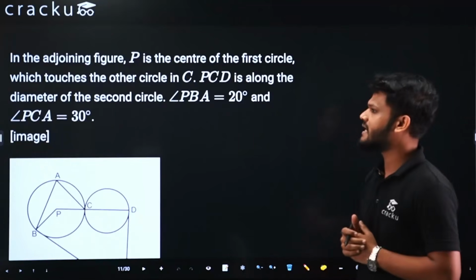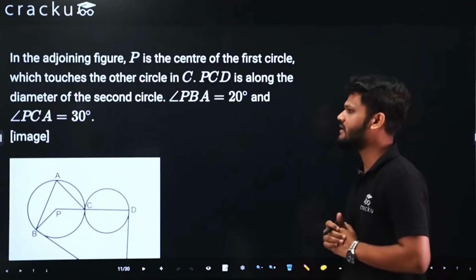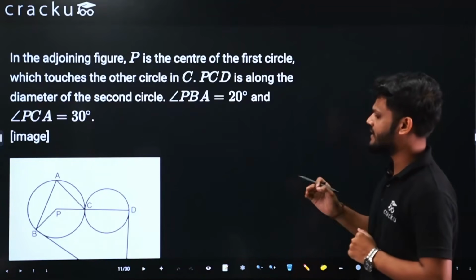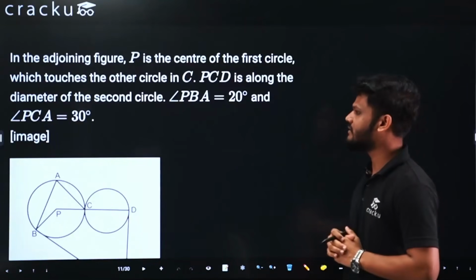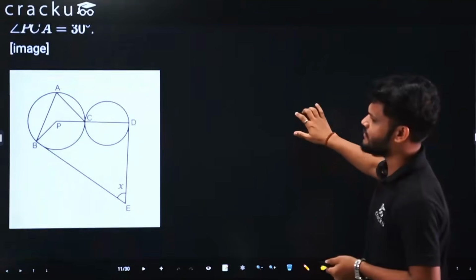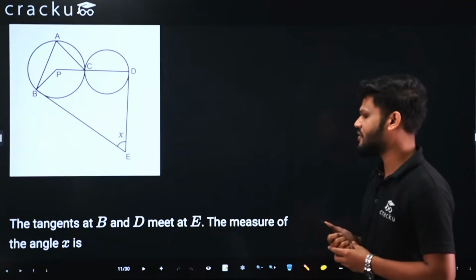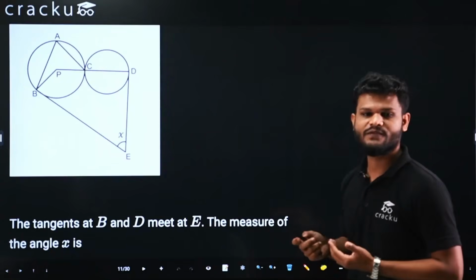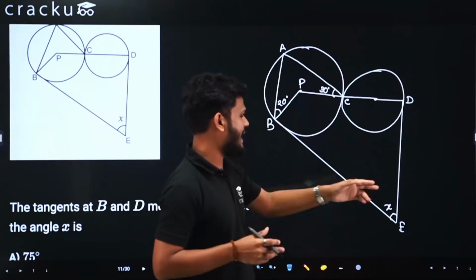In this question we are asked, in the adjoining figure, P is the center of the first circle which touches the other circle in C. PCD is along the diameter of second circle. Angle PBA is equal to 20 degree and angle PCA is equal to 30 degree. The tangents at B and D meet at E. The measure of angle X is what? Let us first draw the diagram. So this is the diagram and we need to find angle X.